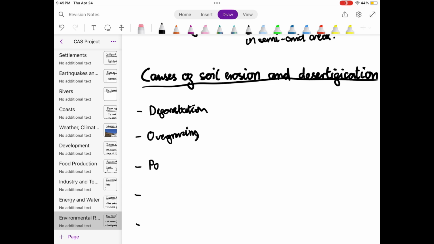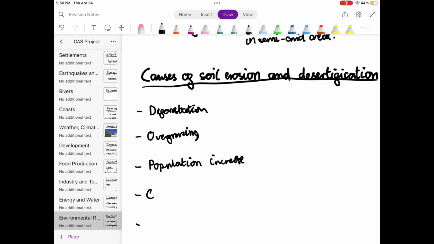The next cause is population increase, and this is because this increases the demand for food, and this can lead to over-cultivation of crops and overgrazing of the land because more space where this intensive farming will increase, and therefore this causes soil erosion.